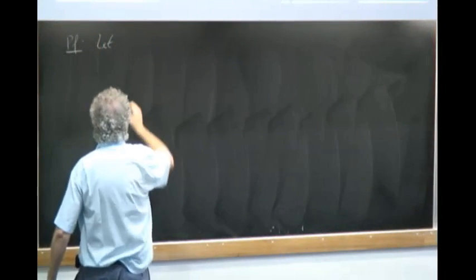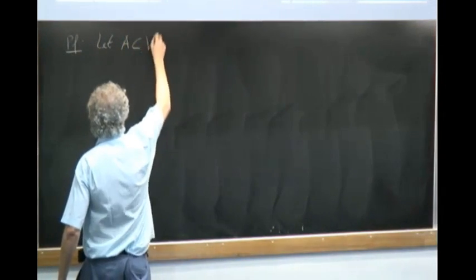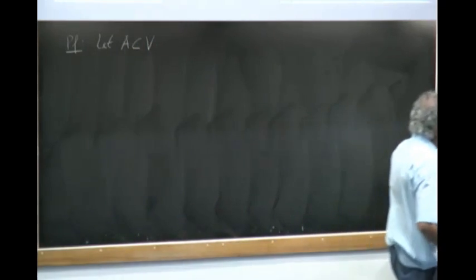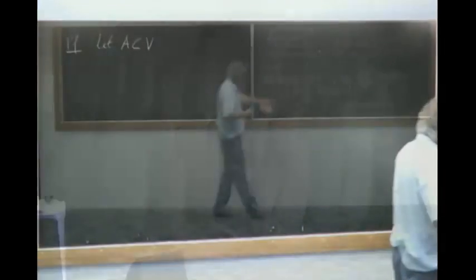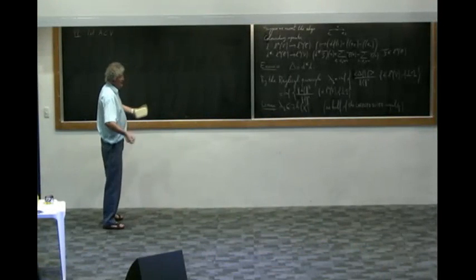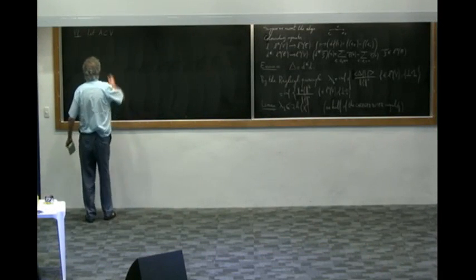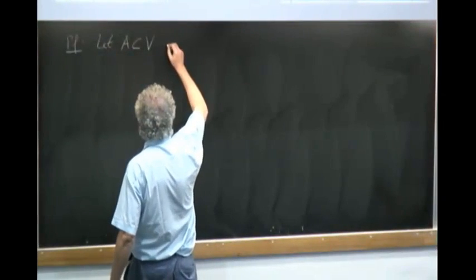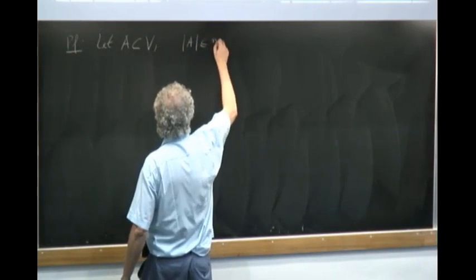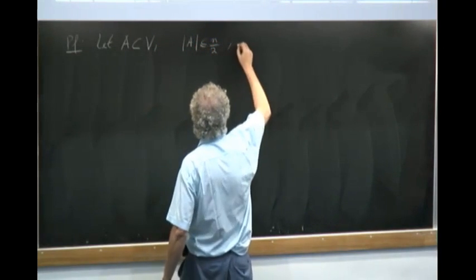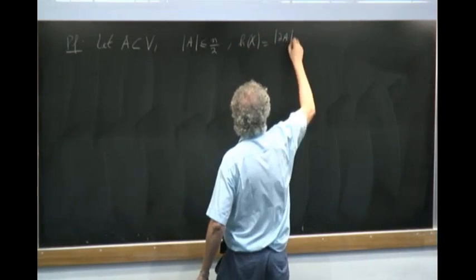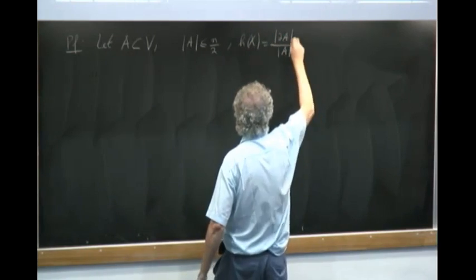So, start with a subset of V. Remember that h of x is a minimum over subsets of V. So we take a subset which realizes h of x. Let A in V be such that the cardinality of A is at most n over 2, and we assume that h of x is the cardinality of the boundary divided by the cardinality of A.